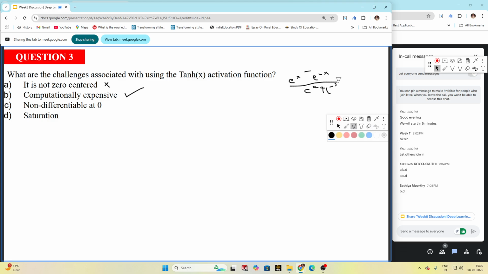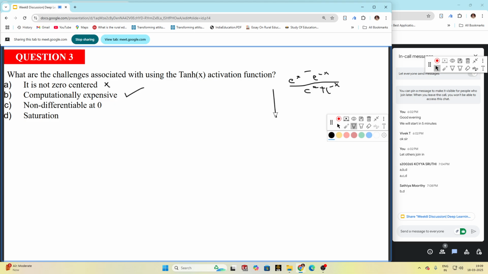Yeah, this is the formula of the tanh function. Okay, e to the power x minus e to the power minus x, over e to the power x plus e to the power minus x. So it is associated with exponential terms, so it is computationally expensive. That is true.